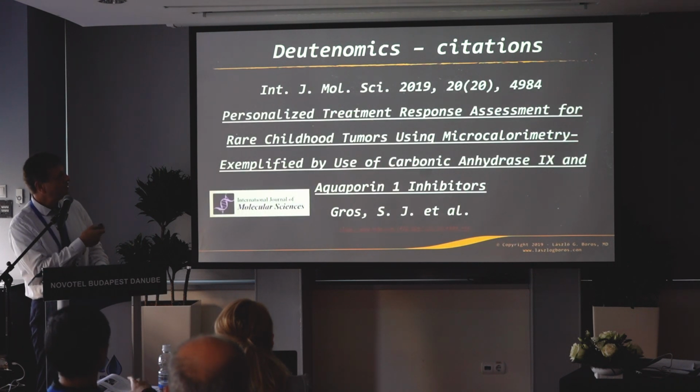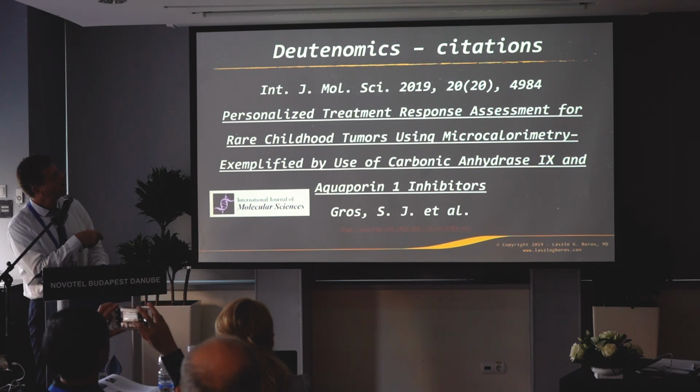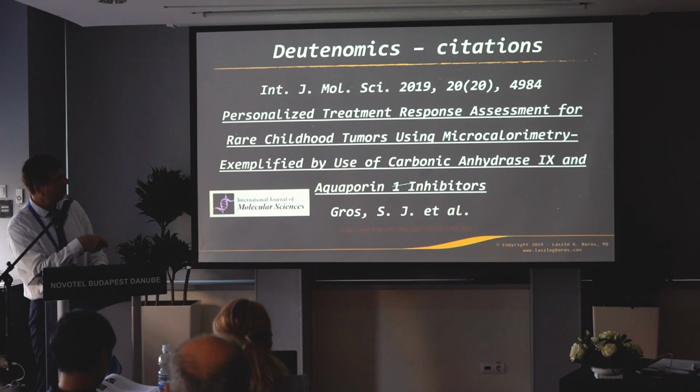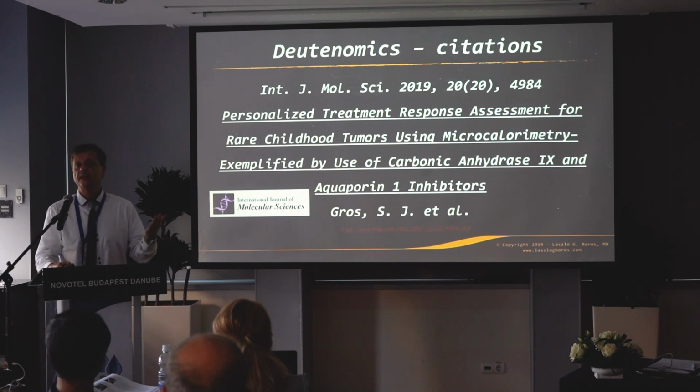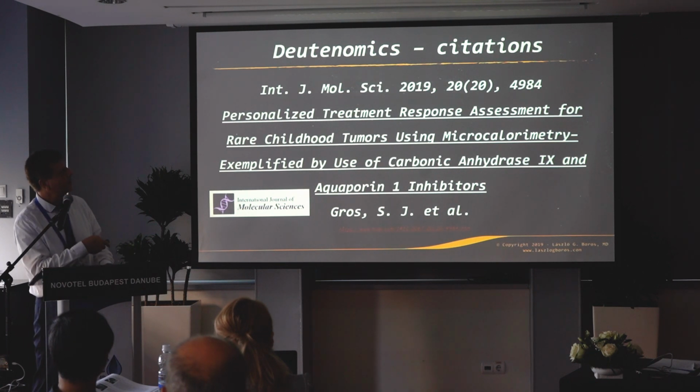And there's a very recent paper from Switzerland, from the Basel Children's Hospital. It's called Personalized Treatment Response Assessment for Rare Childhood Tumors using microcalorimetry, exemplified by use of carbonic anhydrase and aquaporin 1 inhibitors. So what they showed is that if they inhibit the influx of extracellular hydrogen water into the cells, then it has a therapeutic benefit in these rare tumors.